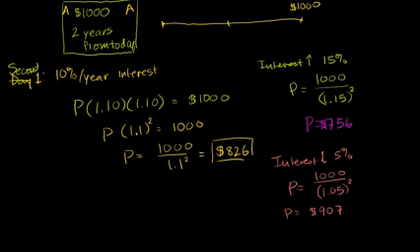So you see mathematically, when interest rates went up, the price of the bond went from 826 to 756. The price went down. When interest rates went down, the price went up. And I think it makes sense. The more you expect, the higher return you expect, the less you're willing to pay for that bond.